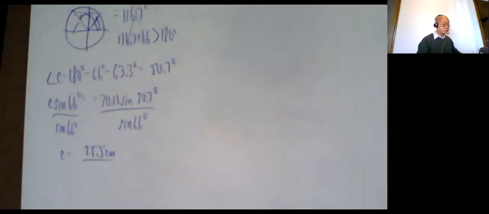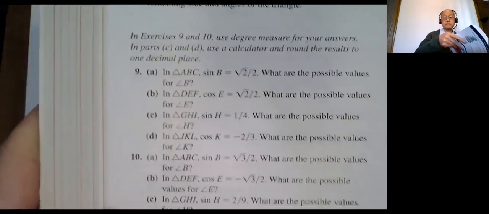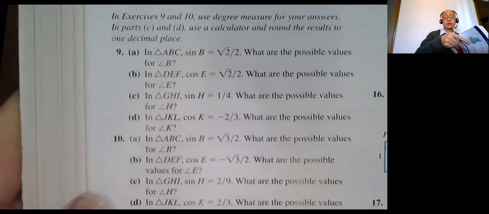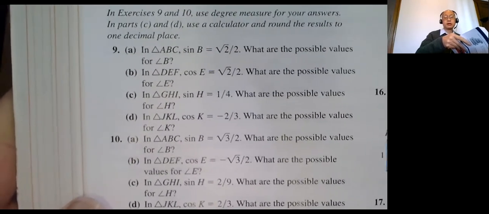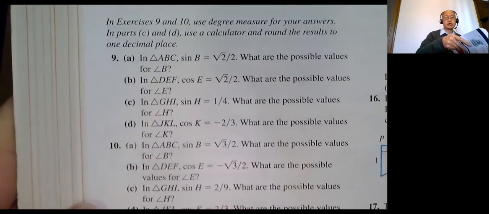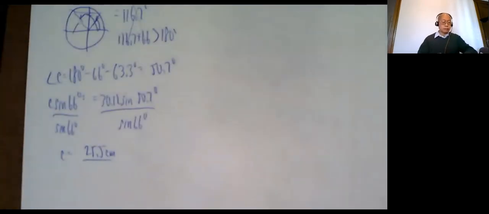Okay, number 9 is a little bit unusual. Let's go ahead and work them out. Basically you don't have to draw a triangle for these. We just answer the question based on what we know from trig, essentially. So I'll just put down the highlights of what we need here.